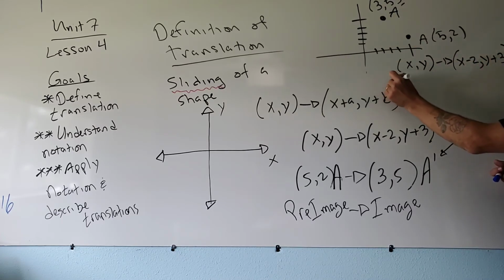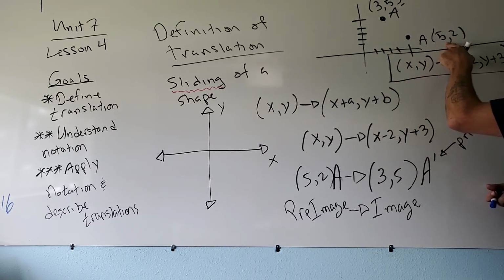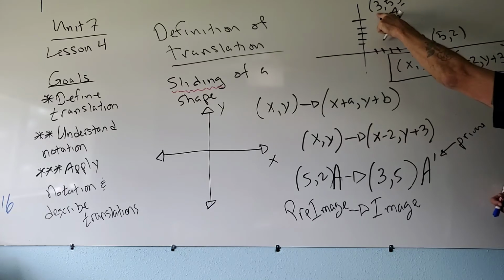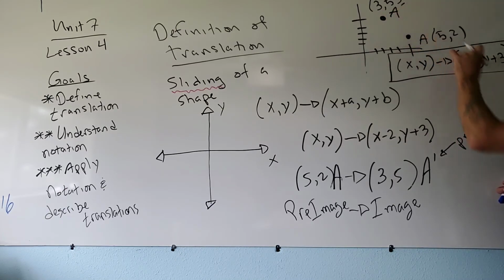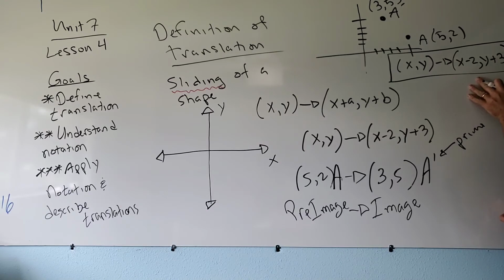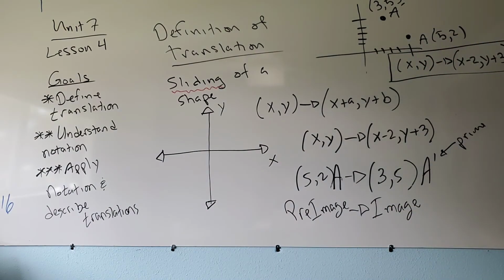So this is what it's going to look like when you're asked to write the rule. Again, write a point where you start, write the point where you end up, and figure out how 5 turns into 3 and 2 turns into 5, and add that or subtract that to your x, and add that or subtract that to your y, and that's your rule. So you have 4 problems where you're asked to write the rule. I want to make sure that's on there. Yeah, it's on there. Let me pull this over a little bit. So you're going to be asked to do this.